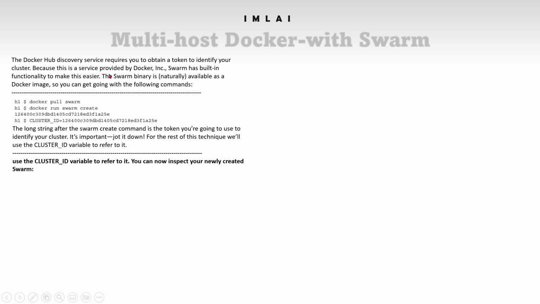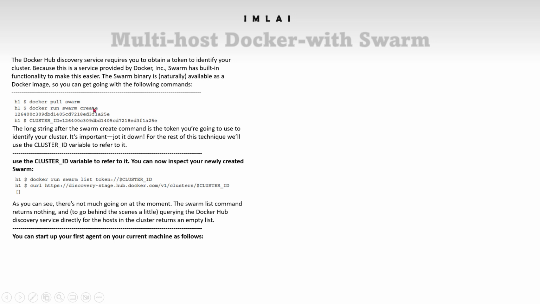You can now inspect the newly created swarm using docker run swarm list token, where the token is nothing but our cluster ID, and it will start. As you can see, there is not much going on at this moment. The swarm list command returns nothing, because querying the Docker Hub discovery service directly for the hosts in the cluster returns an empty list.